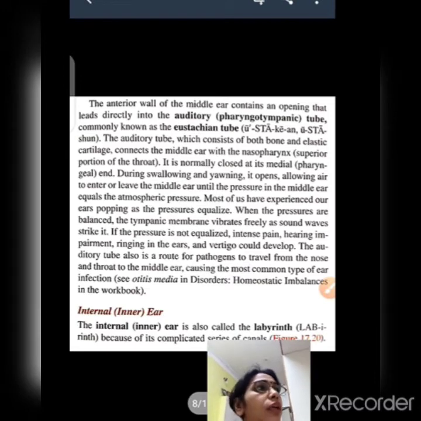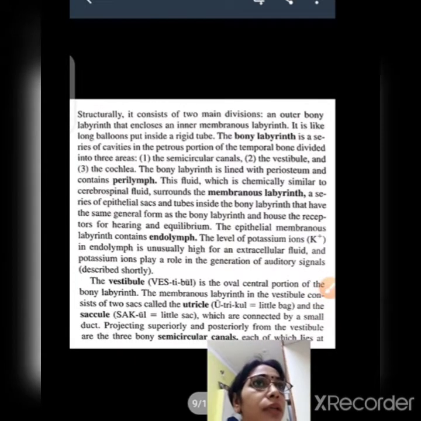Now, about the internal ear. What is there in the internal ear? The internal ear is also called the labyrinth because of its complicated series of canals. So the internal ear basically consists of a series of canals. That's why it is also called the labyrinth.